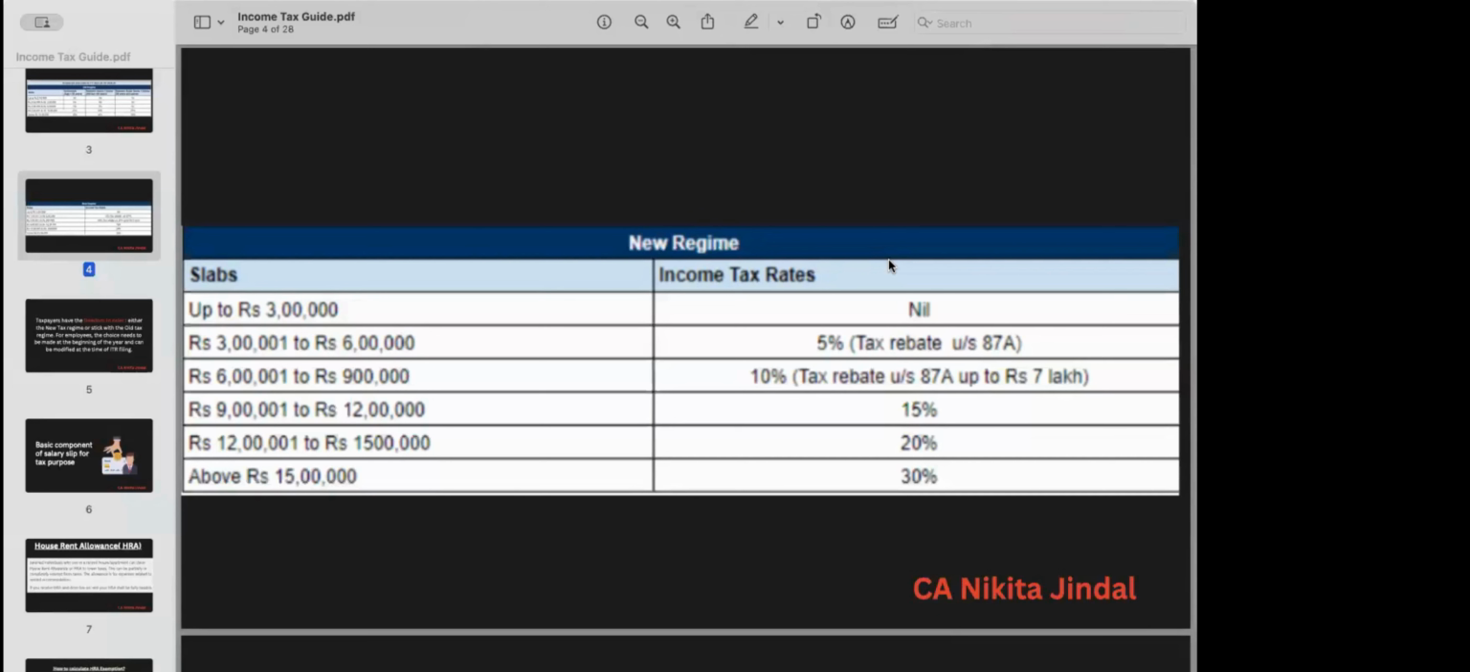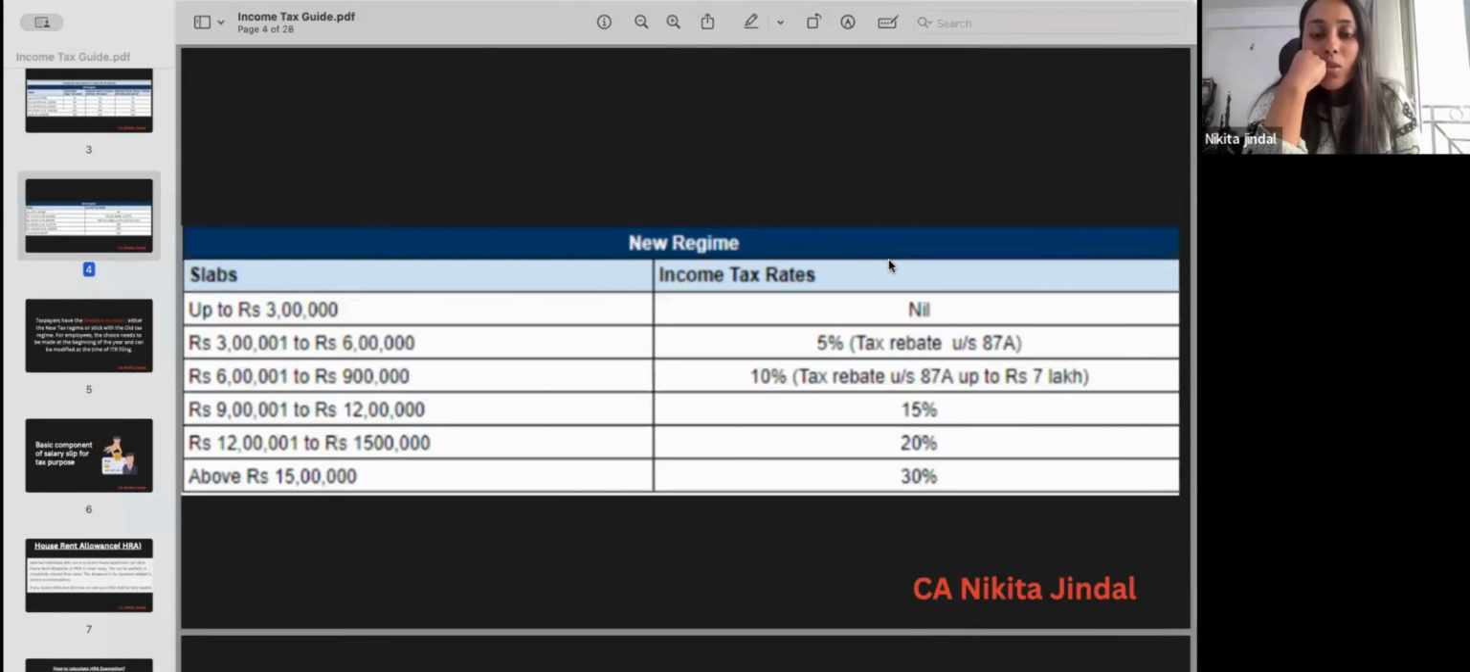Which tax regime should we go if we fall under 30% tax and only claim 80C and HRA? I would say new tax regime. Okay.